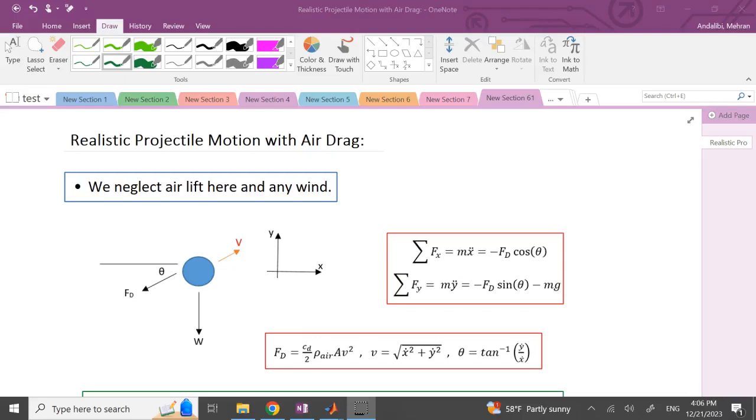Hello everyone. In this video I want to show you something nice and exciting. A projectile motion with air drag added, but we try to make this air drag quite a bit realistic.